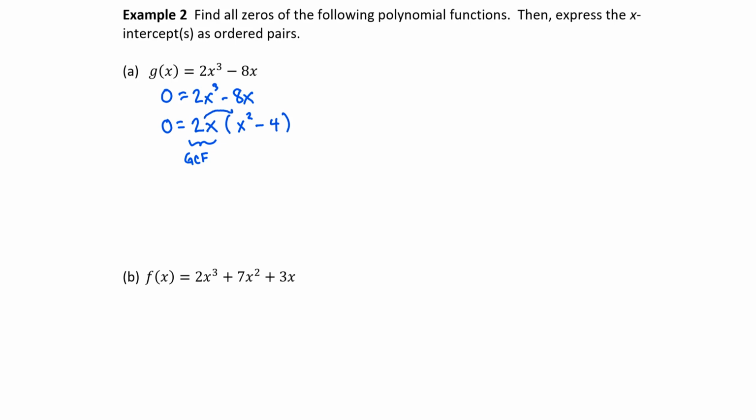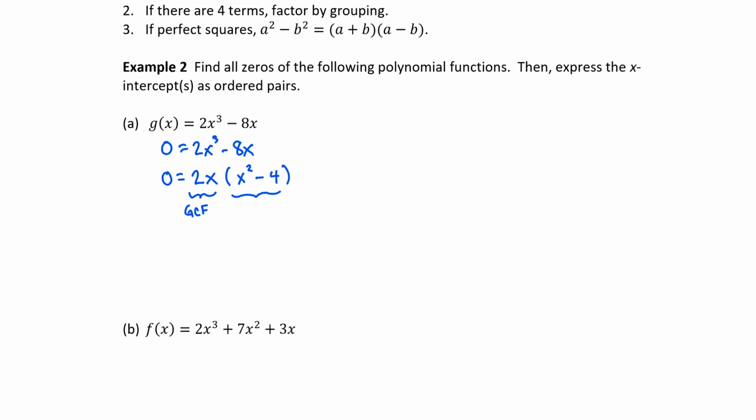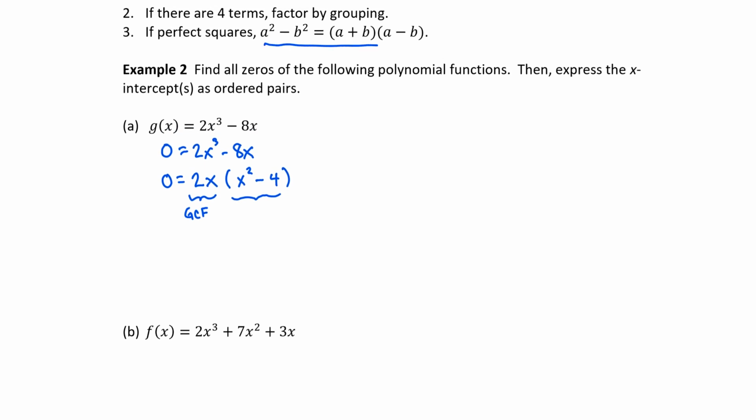2x times x squared gives me 2x cubed, and 2x times negative 4 gives me negative 8x. So we know we have it factored correctly. Now, we are left with only 2 terms, and both of those terms are perfect squares. So we are looking at the difference of 2 squares. So we're going to apply this factoring formula.